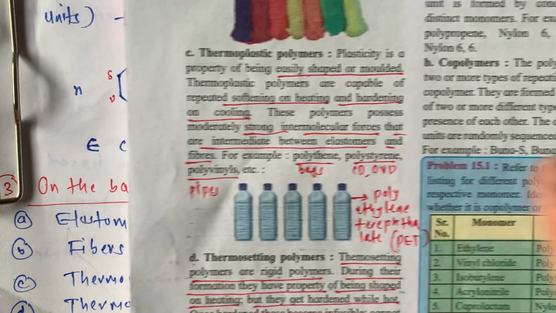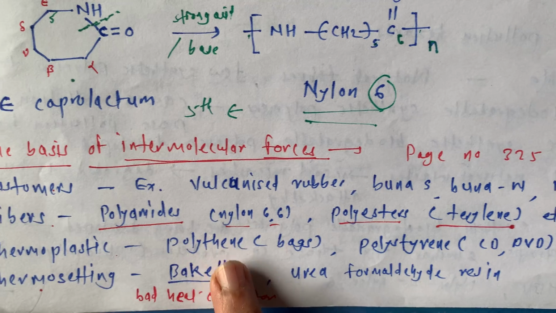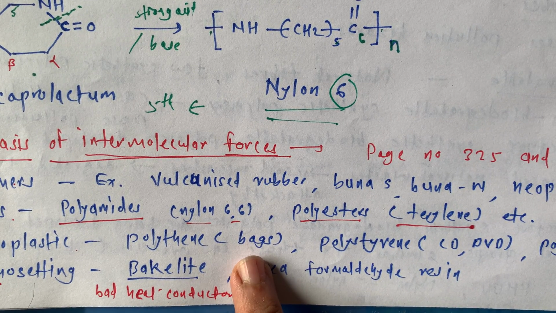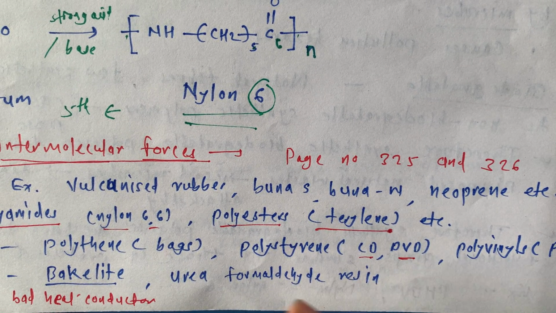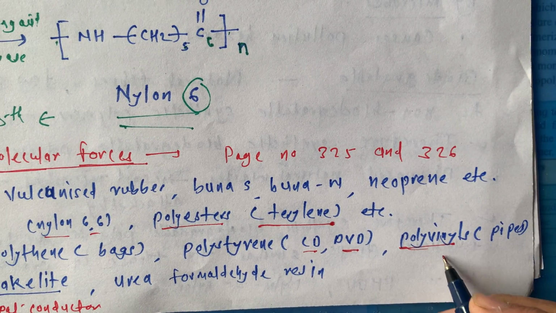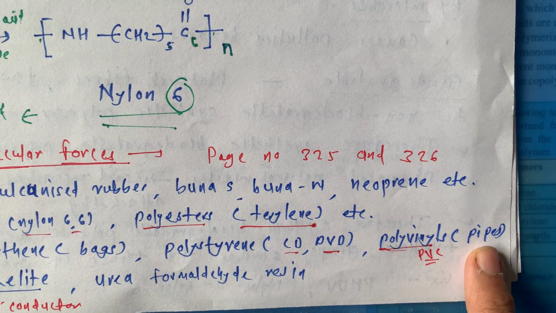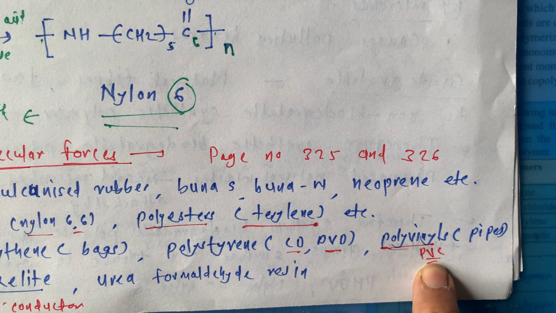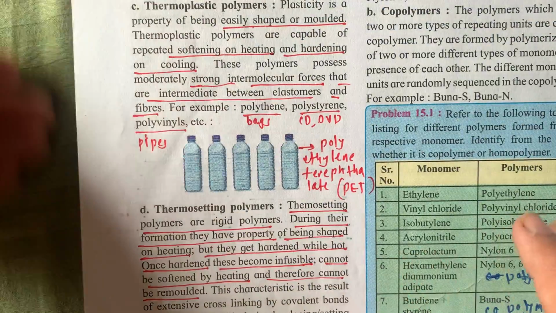Okay. Now next one is thermoplastic polymers. These thermoplastic polymers are, for example, polythene, which we use in day to day life, those are the bags. Then polystyrene. CDs and DVDs are made up of polystyrene. Then polyvinyls, we know the PVC pipes. PVC is a very commonly used word. So polyvinyls, short form PVC, and from that we get pipes. Okay. What are thermoplastic polymers?